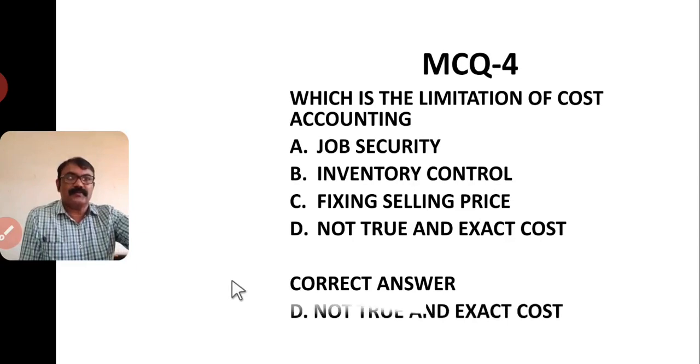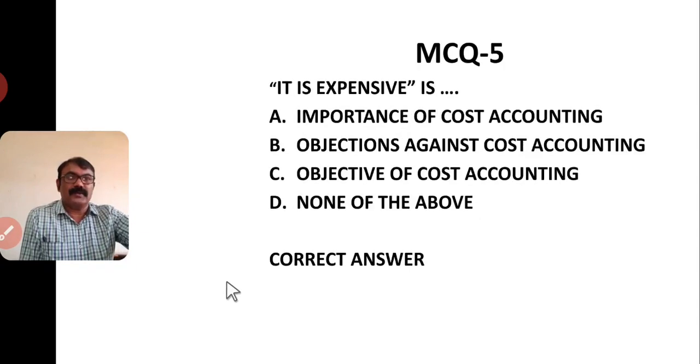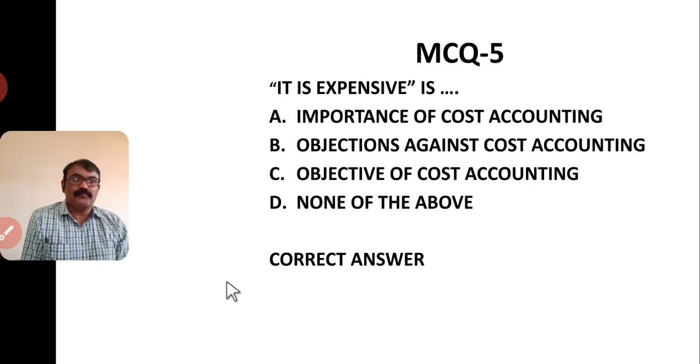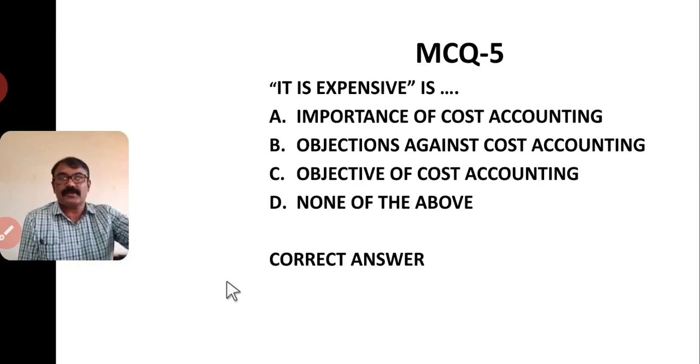And the last one, the fifth one, is: it is expensive. Yes, I told in the explanation, it is very expensive. And the options are importance of cost accounting, objection against cost accounting, objective of cost accounting, none of these. Yes, B is the objection against cost accounting.